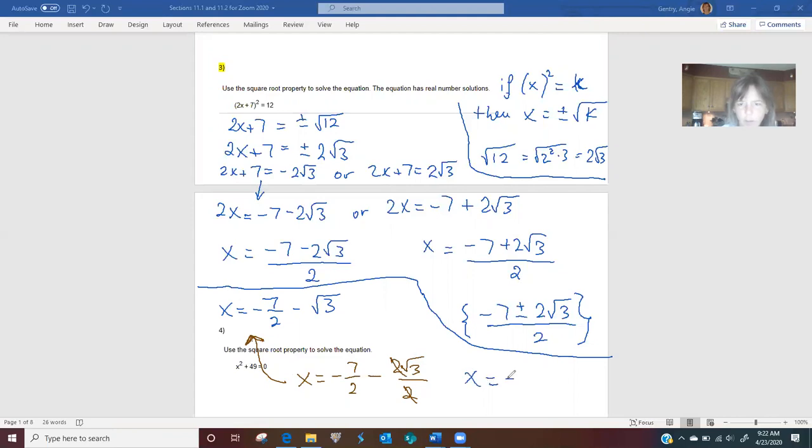X is -7/2 plus 2 square root of 3 over 2, cancel. And then you're going to have that as an option as well. So what I'm saying here is it'll also take this as a final answer as long as you do a plus and minus here, or write them in separately.